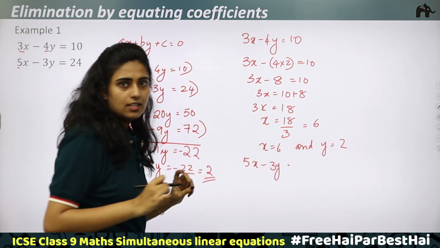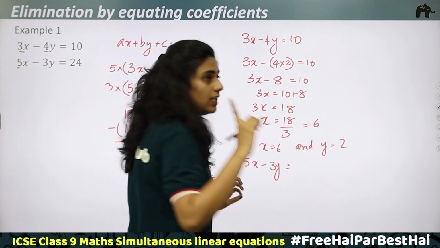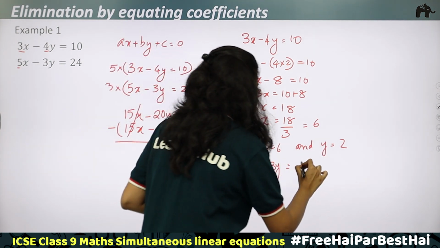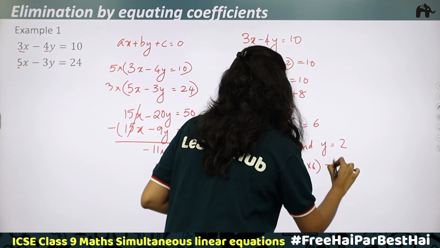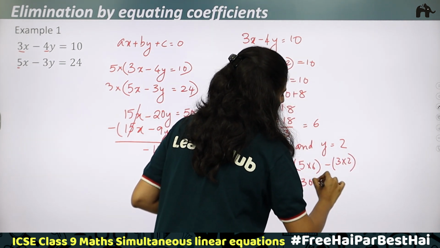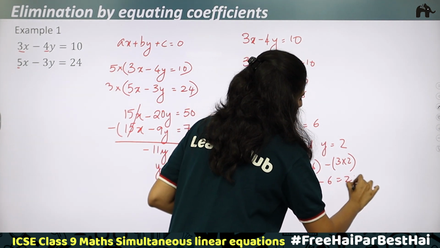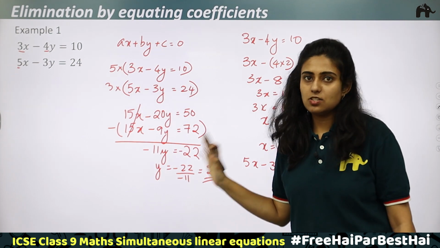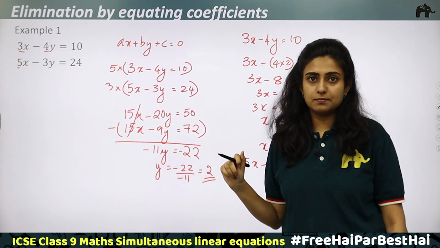This is the left hand side. Substitute x and y values. You should get 24. Here we have 24 on the right hand side. So 5 into 6 minus 3 into 2, which is equal to 30 minus 6 equal to 24. So on the RHS we have 24. Hence verified. Understood the elimination method?